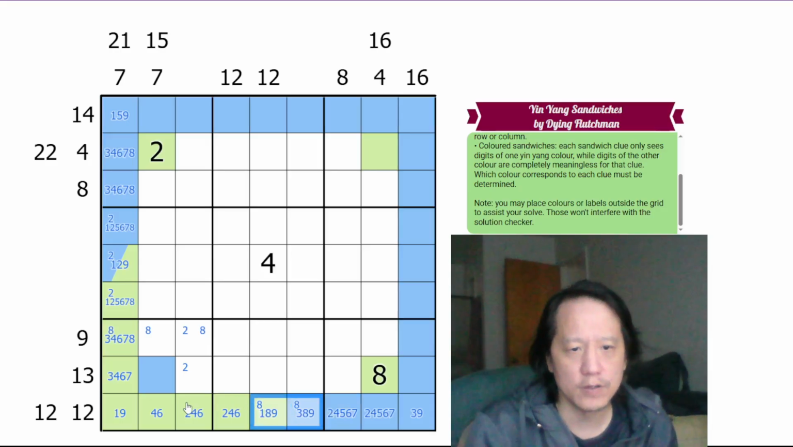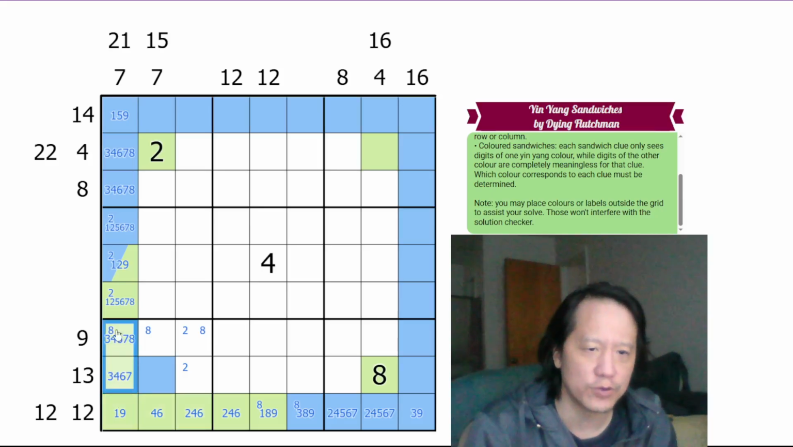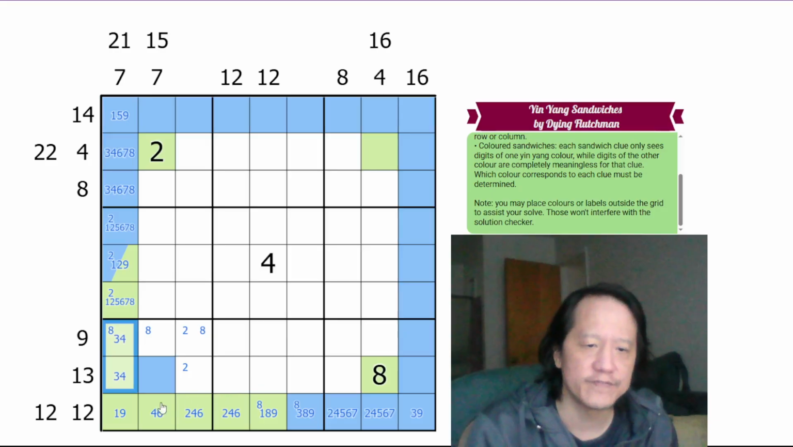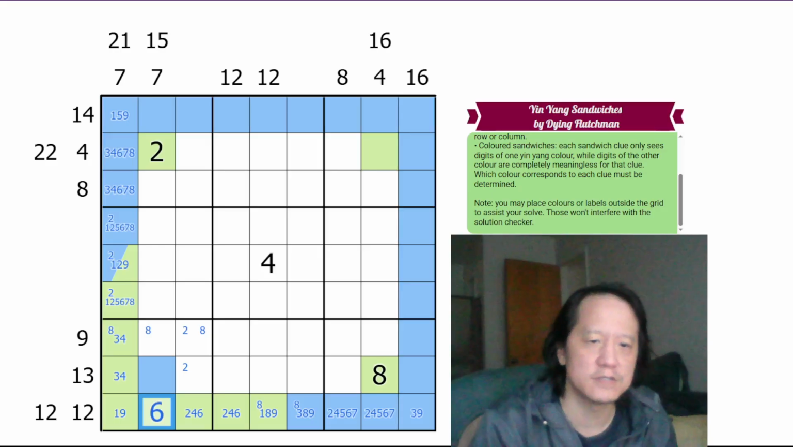Okay. You cannot have 3 and 4. Well, you could have 3 and 4 here if this is 2 and 6. Oh, that's interesting. So say you had 3 and 4 here. So you had 3 and 4 here. That forces this to be 6 and this to be 2.